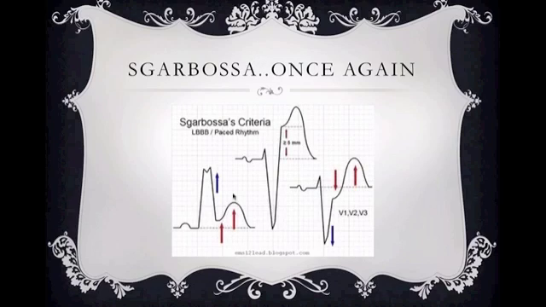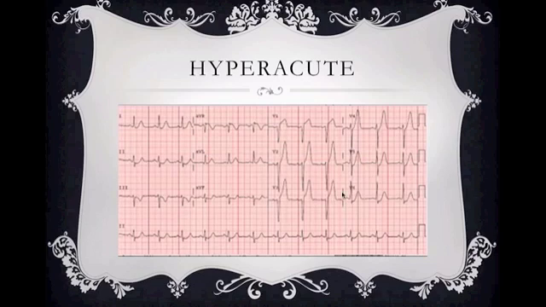Remember Sgarbossa criteria. Once again, we're going to hit it because it's important. Left bundle branch blocks or paced rhythms: we are looking for concordance, bad. Discordance, good, except if it's inappropriate or my T to QRS ratio is out of whack. Bad. Here, bad. ST segment depression greater than 1 millimeter. Bad. That is concordant.